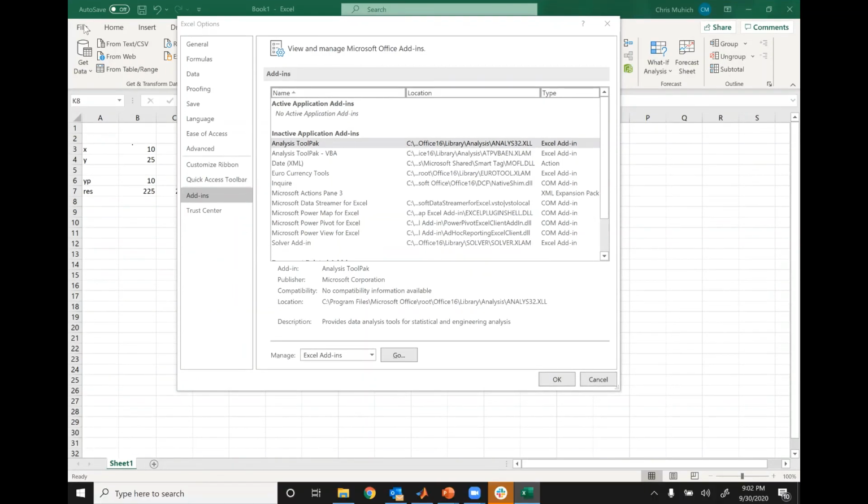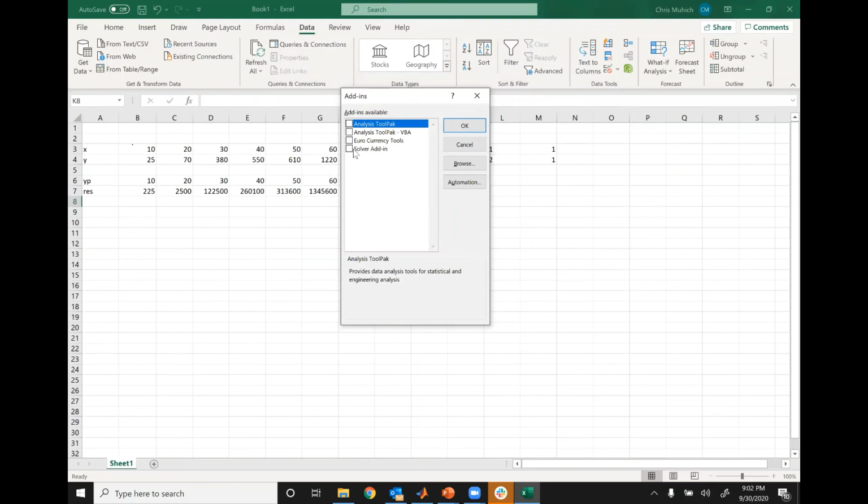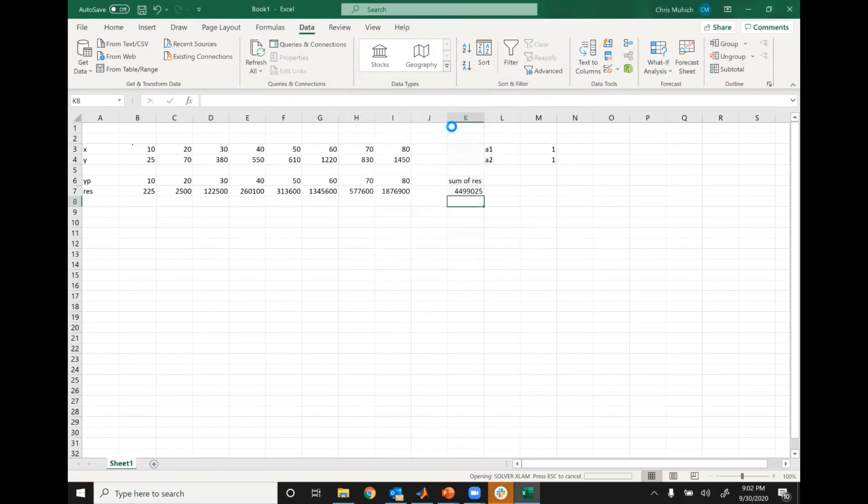If you click in File, then Options, you should see this screen pop up. When you scroll down to Add-ins, you should see Manage Excel Add-ins. Here's where you want to click Go. All you want to do is click on this Solver add-in and click Go. It's going to take a second, but when it comes back, you should see this Solver button pop up over here.